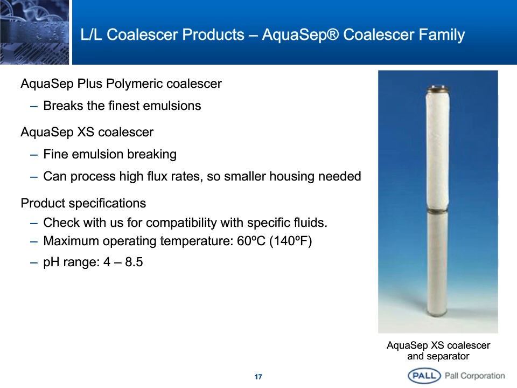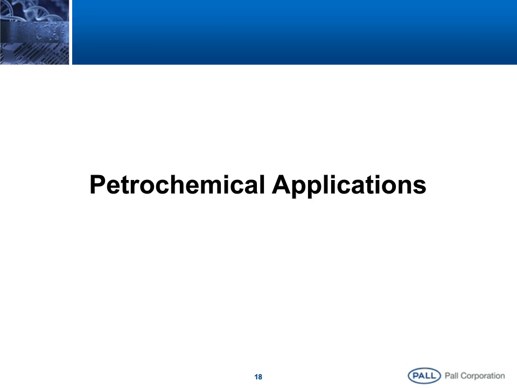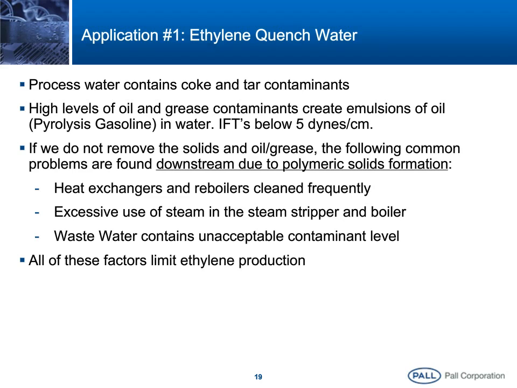Now let's start looking at some specific applications. We'll start with the petrochemical applications first. Processing of quench water in an ethylene plant is a classical application for filtration and coalescence. The quench water or the processed water contains solid contaminants such as coke and tar. It also has an emulsion of oil and water, the oil being called pyrolysis gasoline. The interfacial tensions are quite low, well below 5 dynes per centimeter, so it's very challenging.